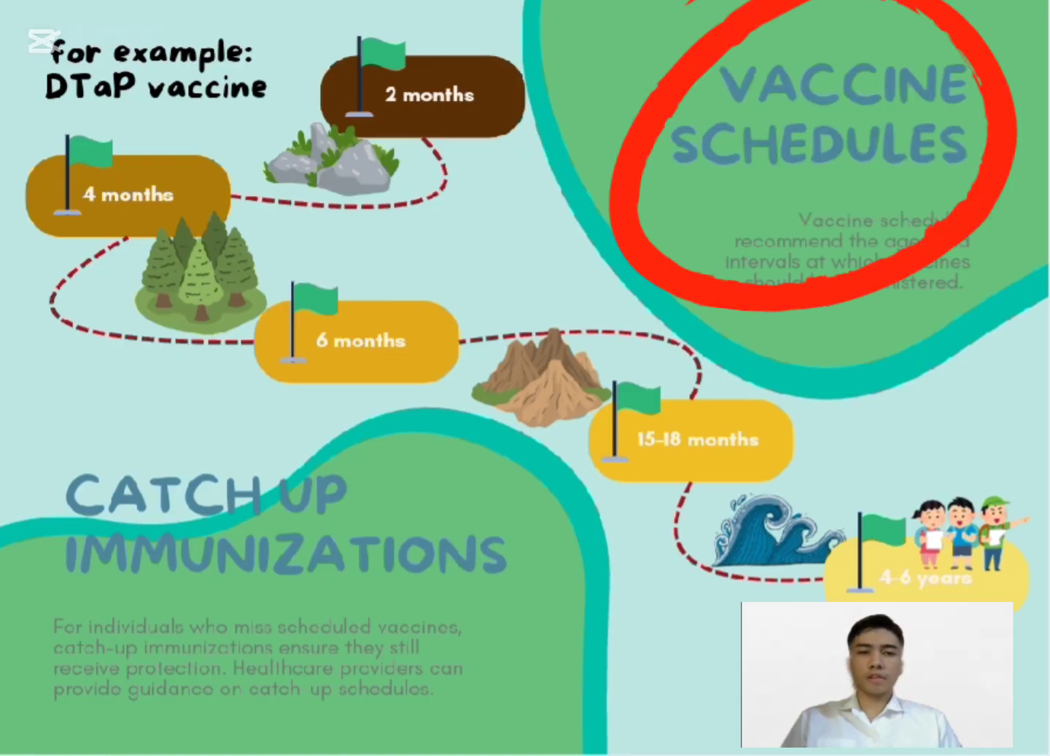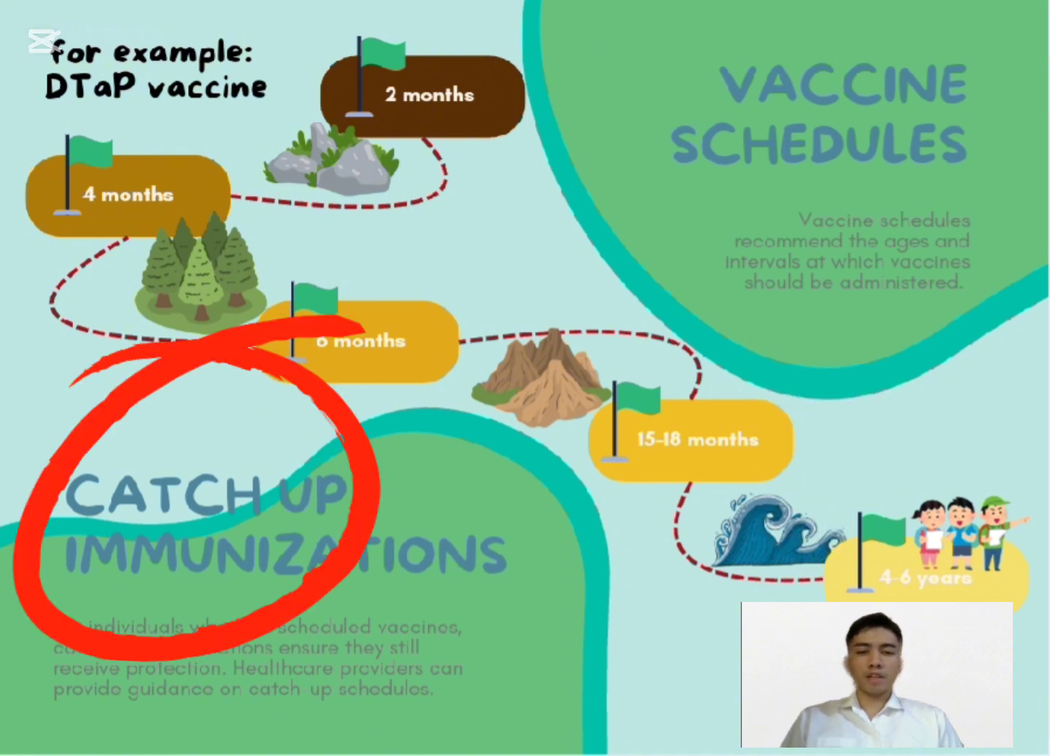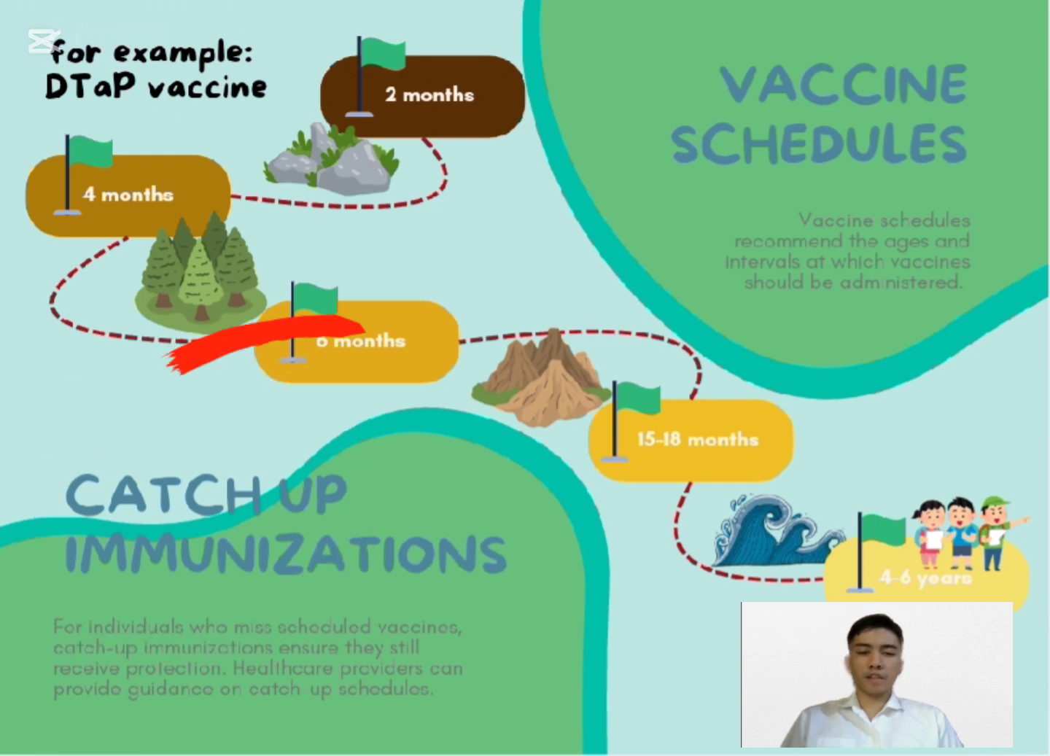Vaccine schedules. Vaccine schedules recommend the ages and intervals at which vaccines should be administered. For example, children receive multiple doses of the DTaP vaccine at 2 months, 4 months, 6 months, 15 to 18 months, and 4 to 6 years. Catch-up immunization. For individuals who miss scheduled vaccines, catch-up immunization ensures they still receive protection. Healthcare providers can provide guidance on catch-up schedules.